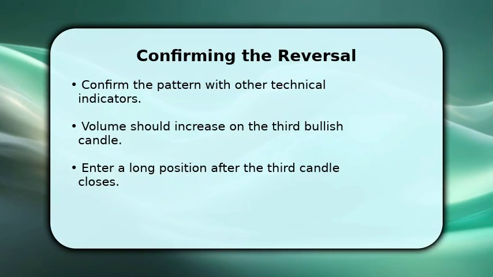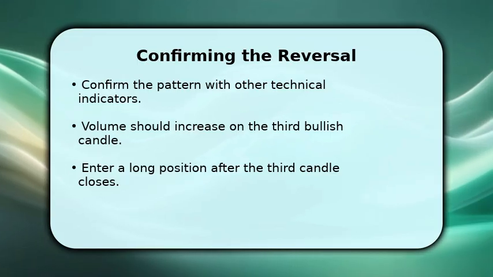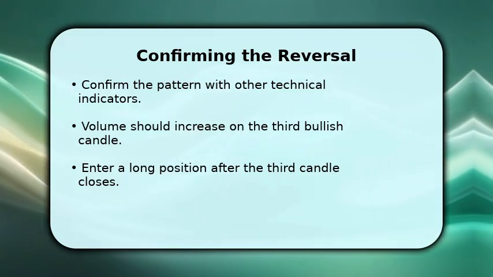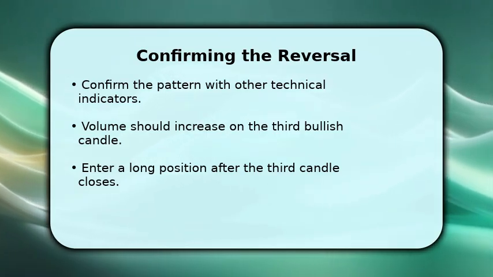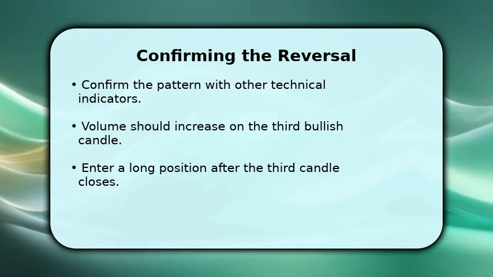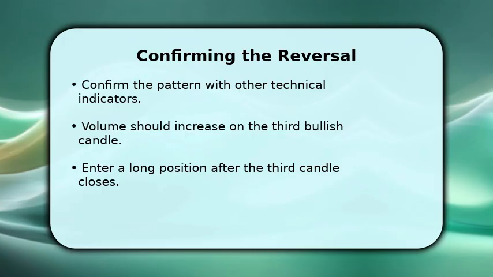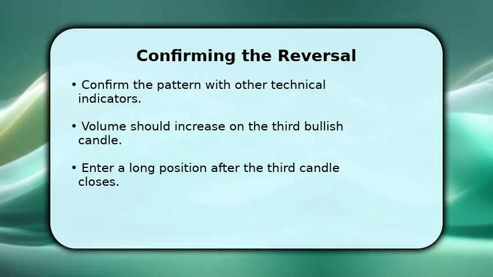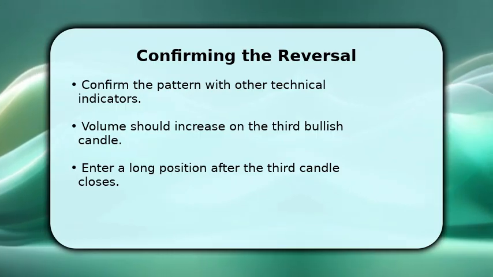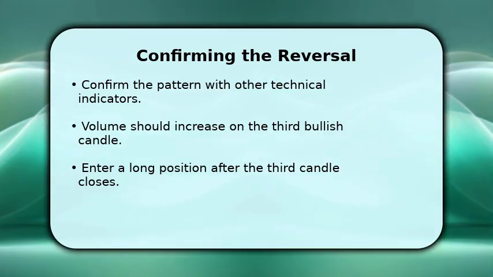After identifying the morning star, confirmation is crucial. Look for increased trading volume on the third bullish candle, which strengthens the reversal signal. Many traders also use additional indicators, such as the relative strength index or moving averages, to confirm the upward momentum. Once confirmed, you can consider entering a long position immediately after the third candle fully closes.